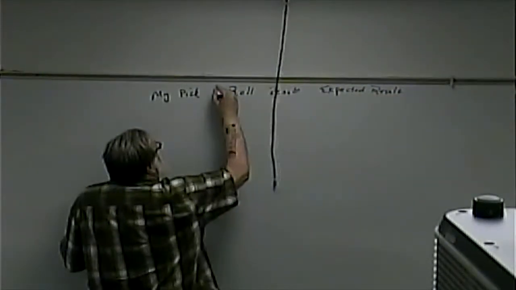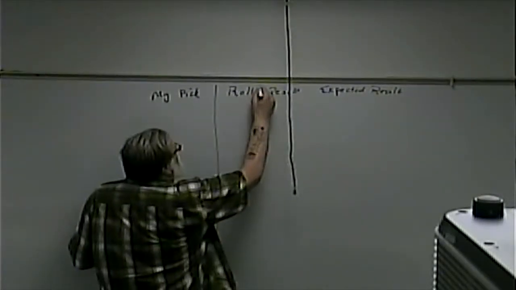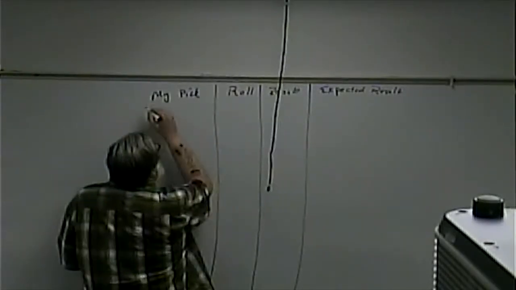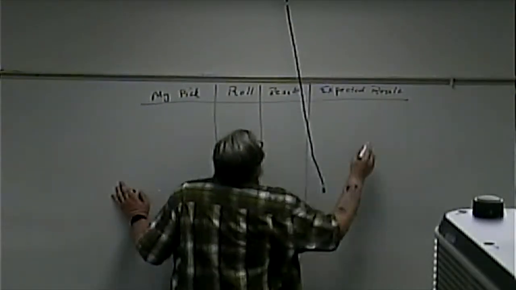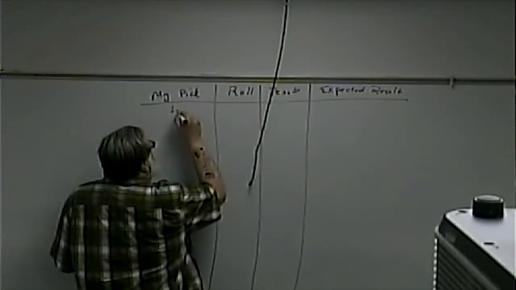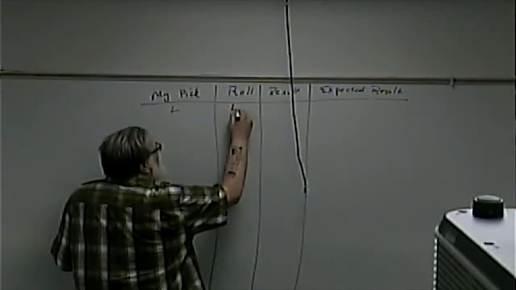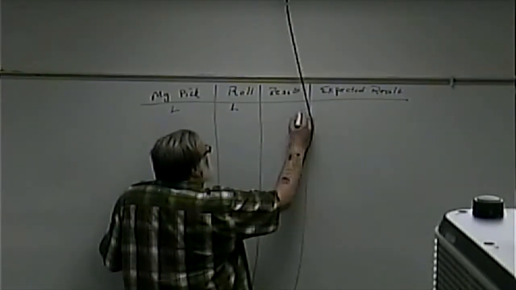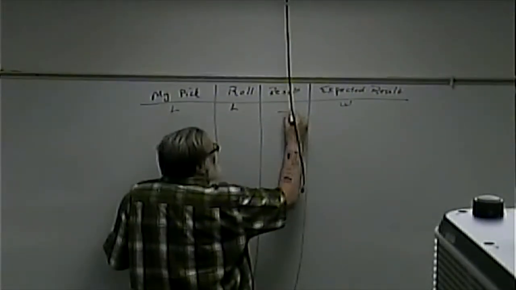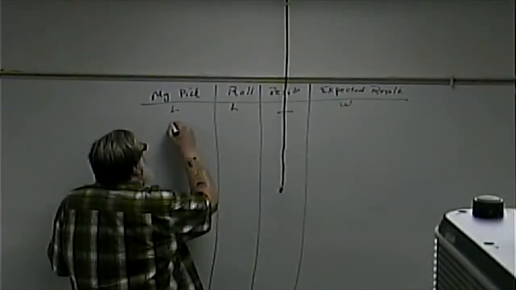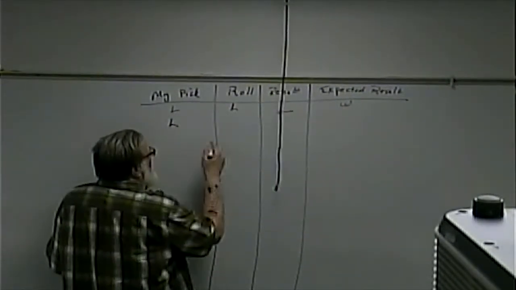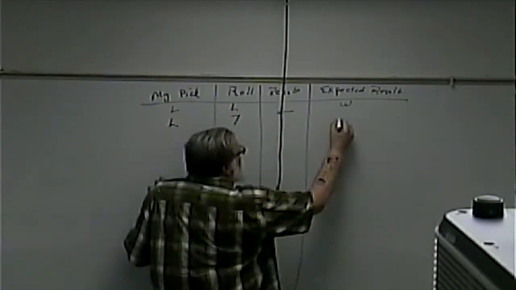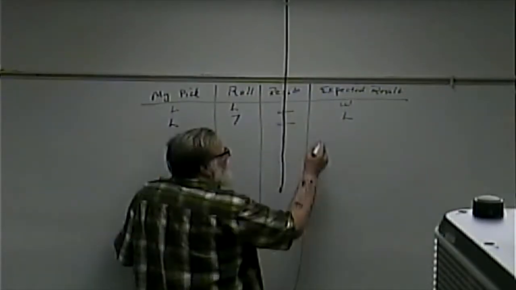Like this. A little scorecard. I pick low, and the roll was low. I should win. Did I win? I picked low, and the computer rolled 7. I would expect to lose. Did I lose?